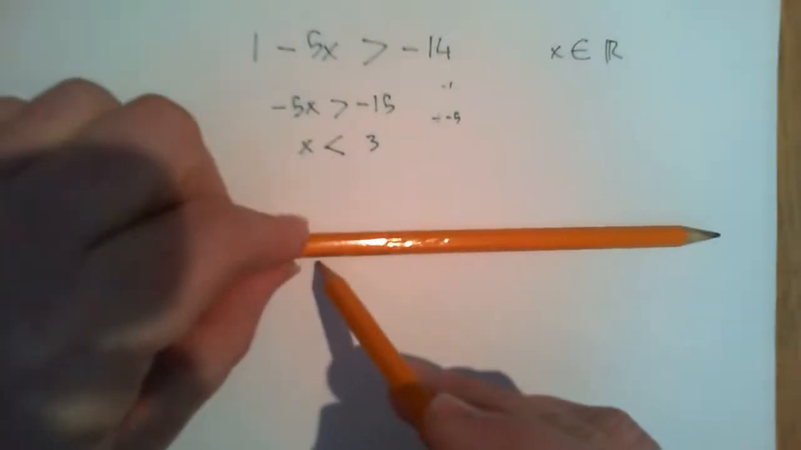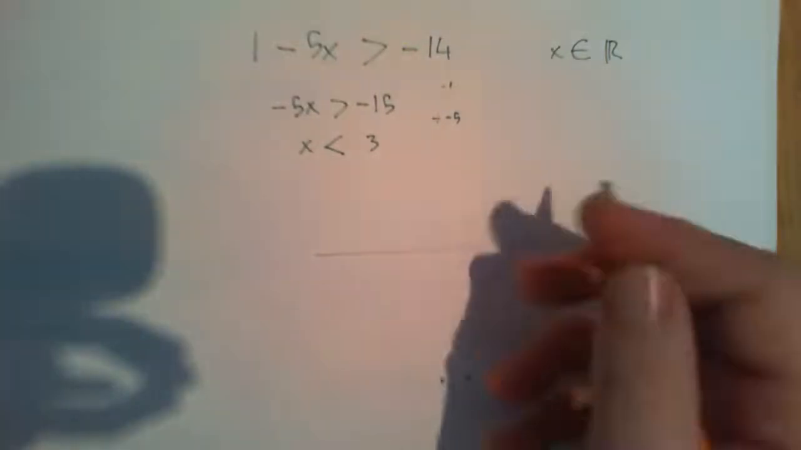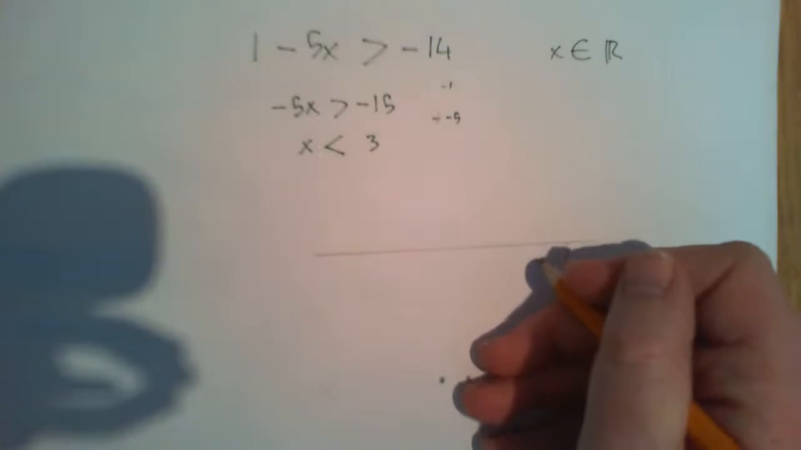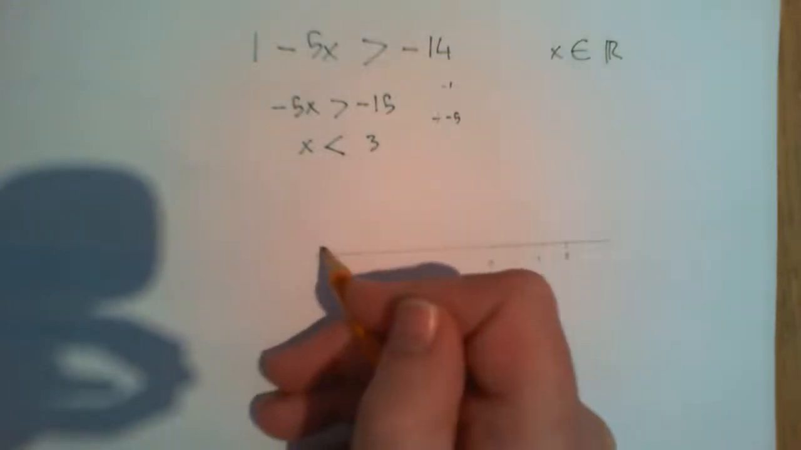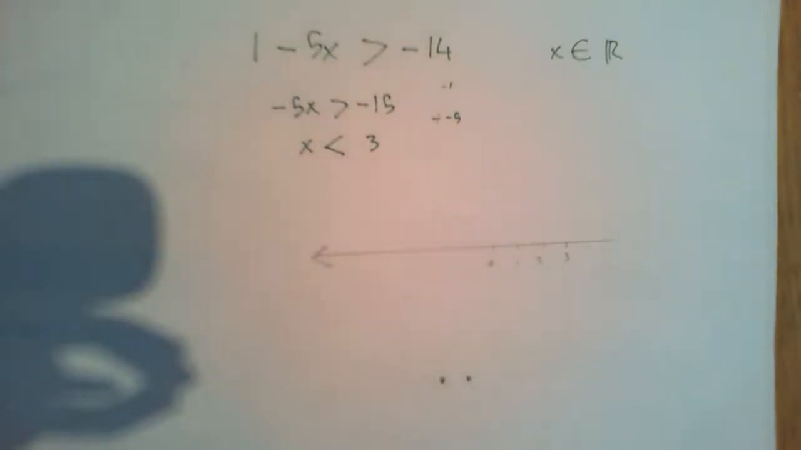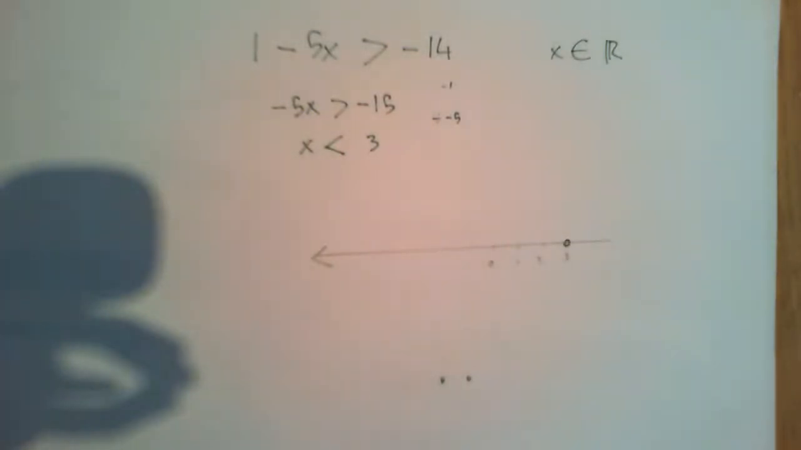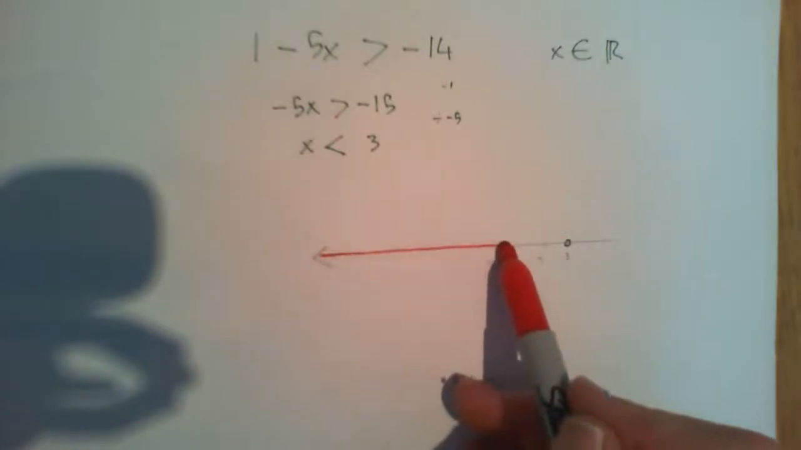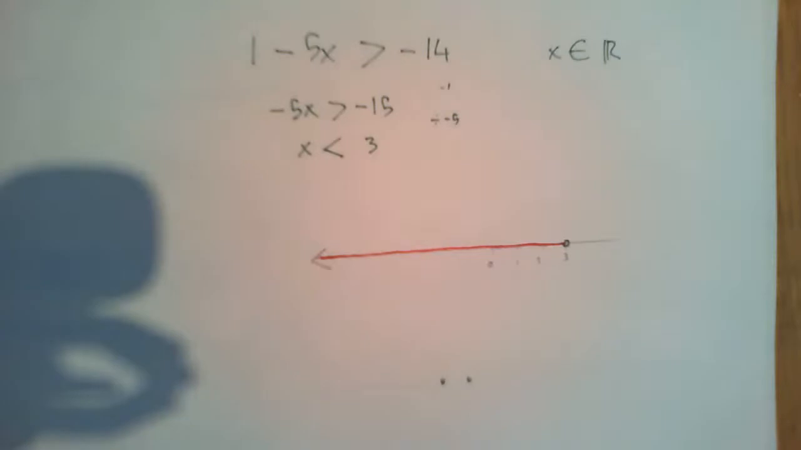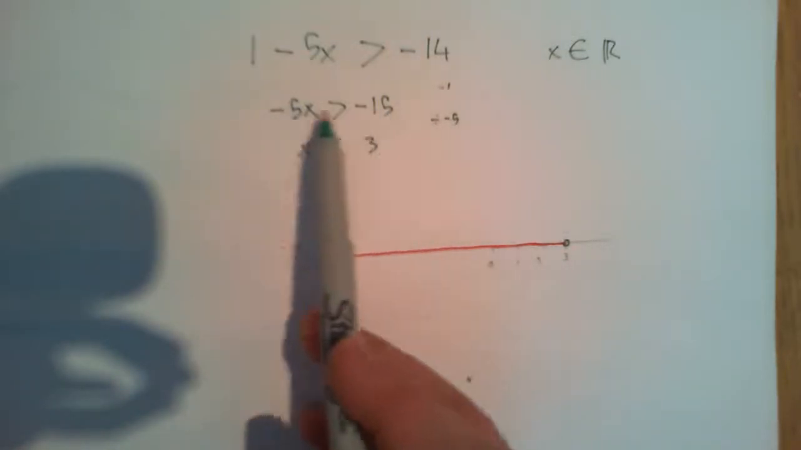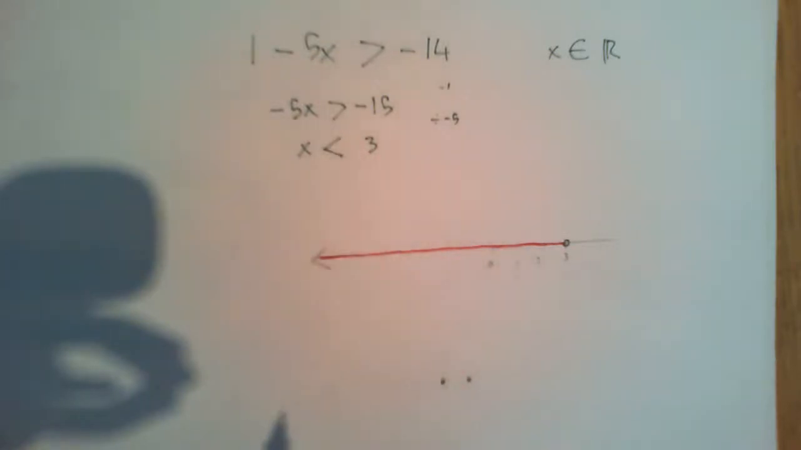Let's draw that then. Okay, so here we go. There's 3, 2, 1, 0, and less than means we're going to the left. Less than 3 means we're not using the solid dot, we're using a circle, and because we're looking at the real numbers, we have to highlight the whole line up to that point. So that's a very tricky one. That's one to watch out for. When you multiply or divide both sides by a negative, you have to switch the symbol. It's the only time. So we'll have a look at one more, just like that.